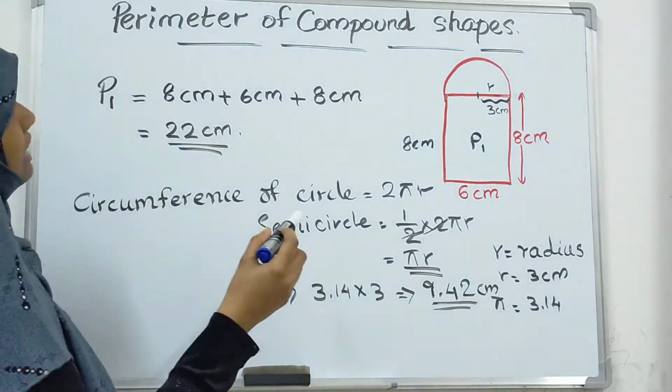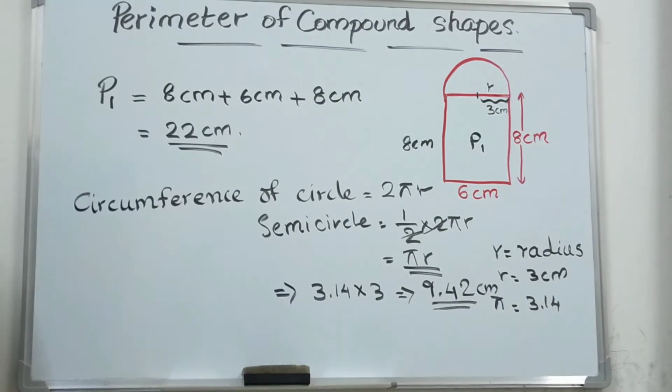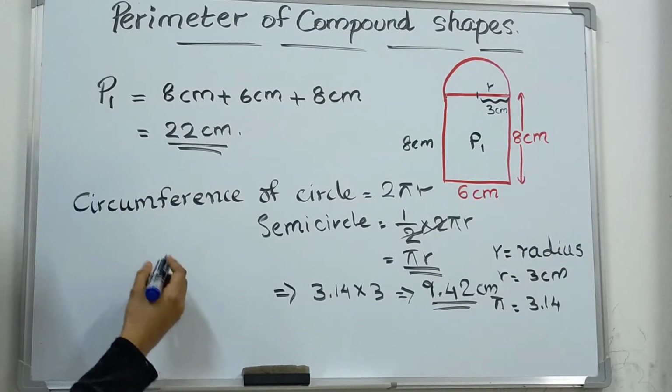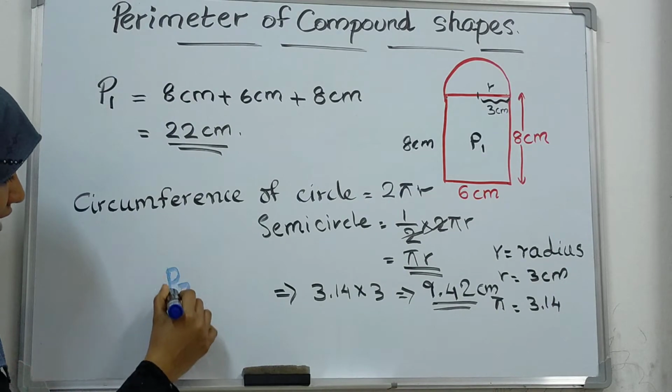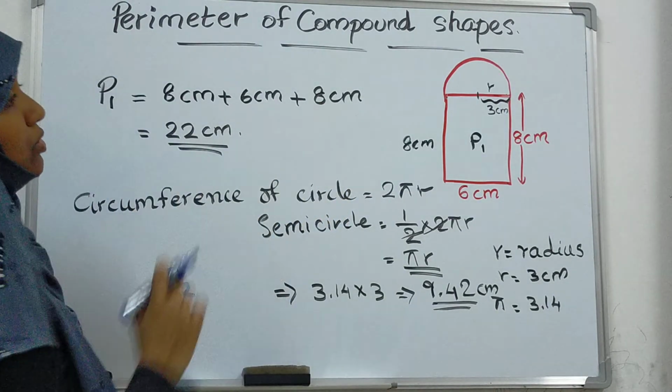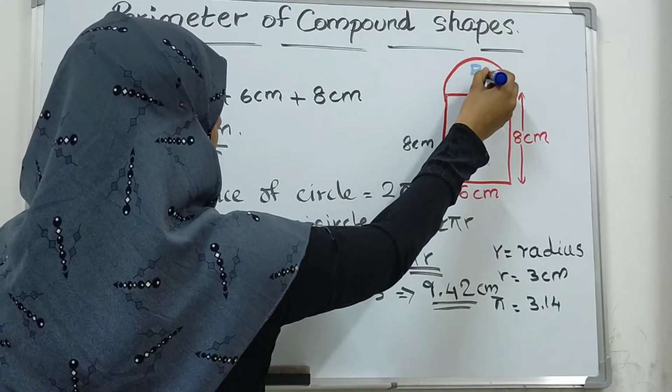So you have got two different perimeters of these two different shapes. And how do I find the perimeter for this whole shape? By just adding both. So here we are taking the second one as P2. Okay, so to get the perimeter of this compound shape, you are just adding both the perimeters.